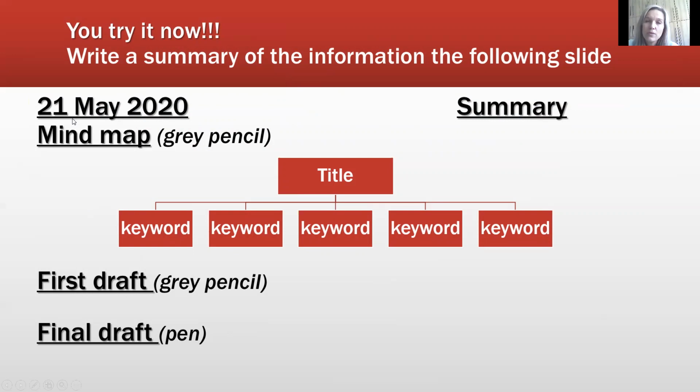Underneath that, on the very first line, you write mind map. And I just wrote this as a side note to remind you to do this with a gray pencil. Because you're still learning or practicing how to do a summary, you can just use my mind map. I don't mind.